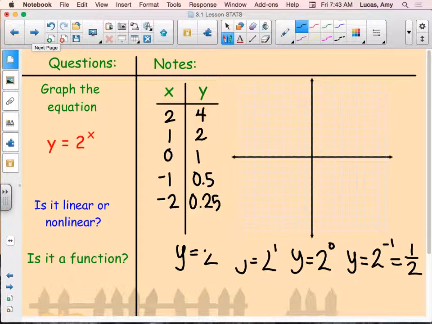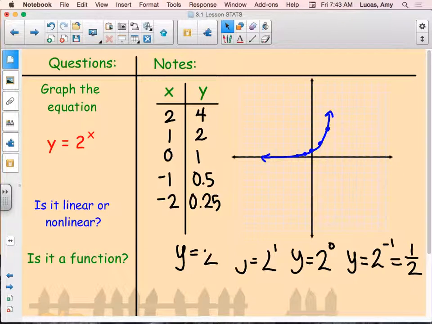Okay, now ready to graph. The first one is 2, 4. Next one is 1, 2, 0, 1. Negative 1 is 1/2. Negative 2 is 1/4. So what's happening is this is getting closer and closer and closer. It's actually not ever going to hit that axis.